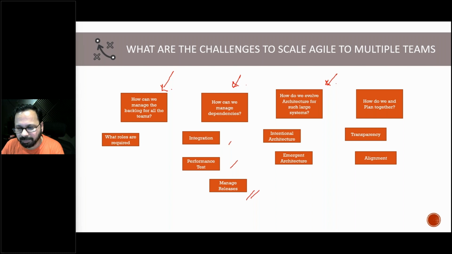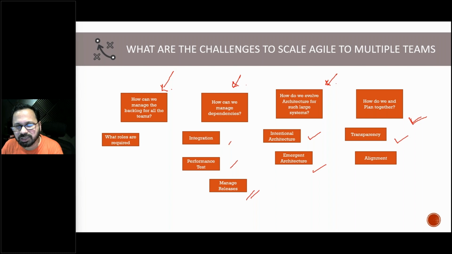So there are multiple teams and we all need to sync together because we are producing one solution. How do we get the direction for our intentional architecture? How do we evolve our emergent architecture? How do we plan together? If we are small teams, we may do iteration planning, but if we are a large team, how do we plan together? So we need some kind of guidance here.